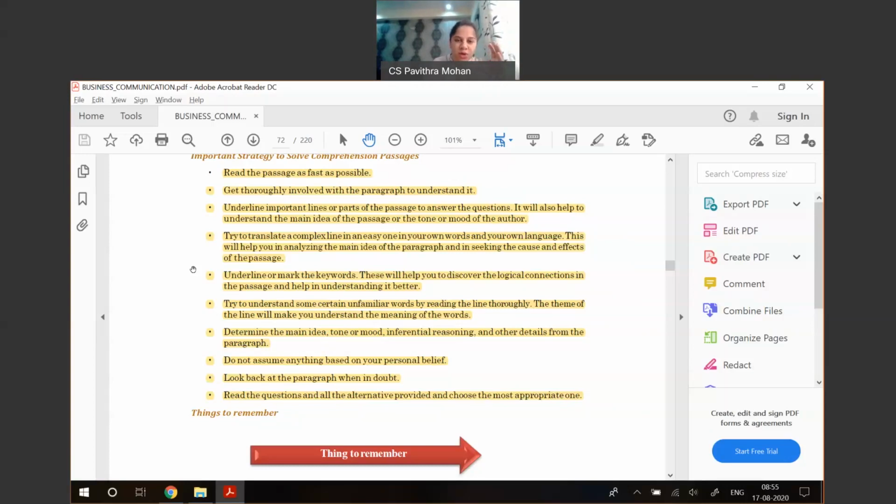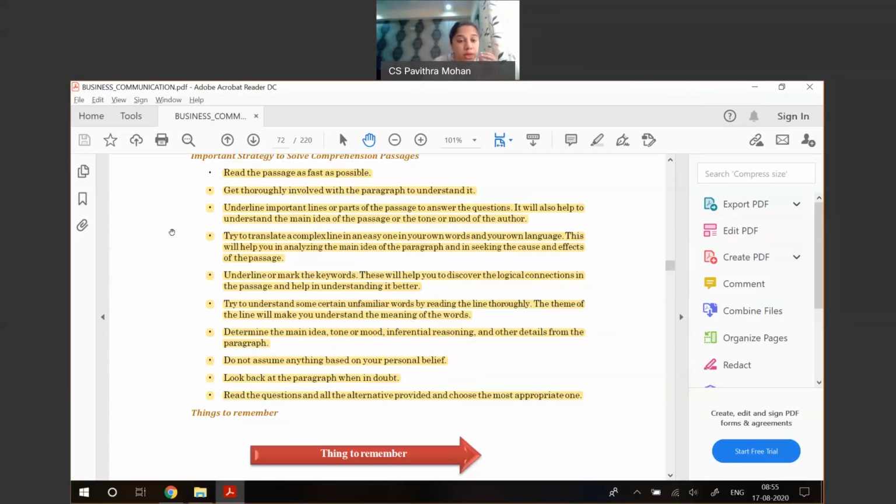We'll just be given one small passage of about 400, 500 or 600 words, which you have to read, and you have to read it fast. Next, what's important is to get thoroughly involved with the passage and understand it paragraph by paragraph. When you're reading the passage fast, don't read it just for the sake of reading. Understand each thing being provided there. Underline important lines or parts of the passage to answer the questions. It will also help to understand the main idea of the passage, or the tone or mood of the author.